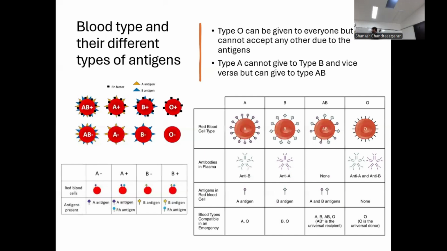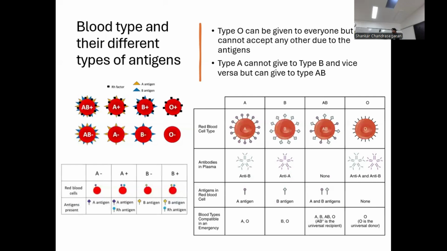Blood group AB is a universal recipient. They can receive from anyone, but they themselves can only ever donate to AB. It's basically the inverse of each other. Because this one is a universal donor, it can only receive from O. This one is a universal recipient, that means it can only donate to AB. Make sure you guys are aware of that.